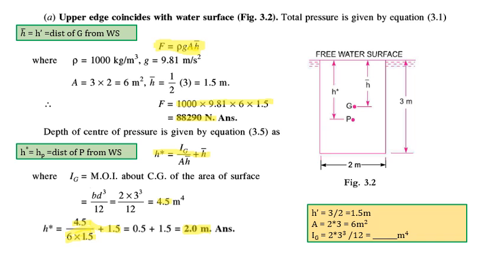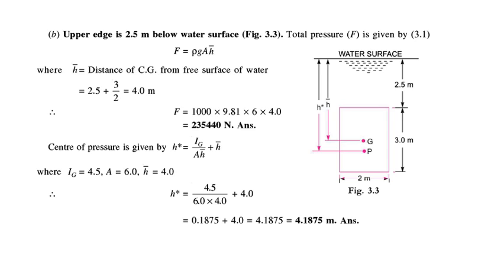So moving on to the next part of the problem, which is when the upper edge is 2.5 meter below the water surface. According to the description, the diagram is drawn, and now for the G point, the distance from the water surface will be H dash, and in this case the only change will be in the H dash value, which will now be 2.5 plus 3 by 2, which is 1.5. So 2.5 plus 1.5, it is 4 meter. The rest of the values, the area of the rectangle, remain the same, 2 into 3, 6 meter square. The IG value also remains the same.